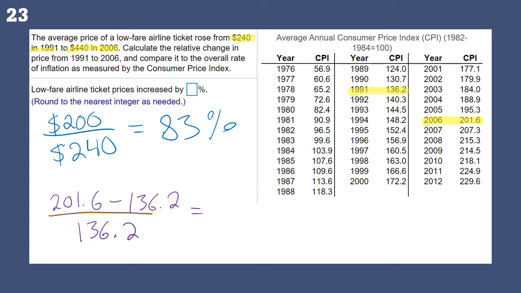Now, when I type that in my calculator, I got 0.48, or 48%. Okay, so guess what? The overall inflation rate, it went up 48%, right? But the ticket prices went up even more at 83%.